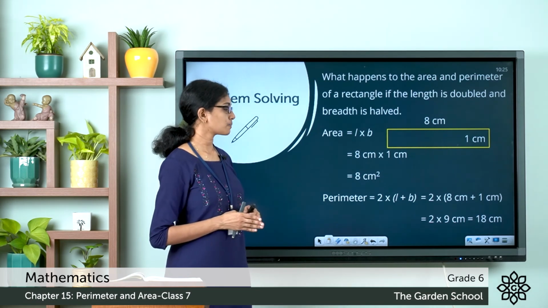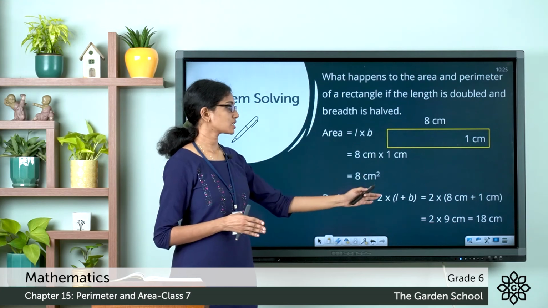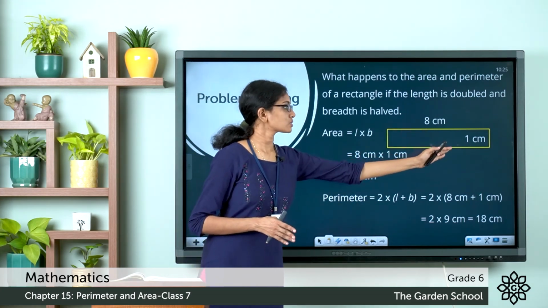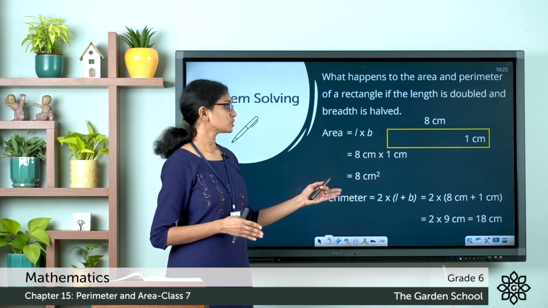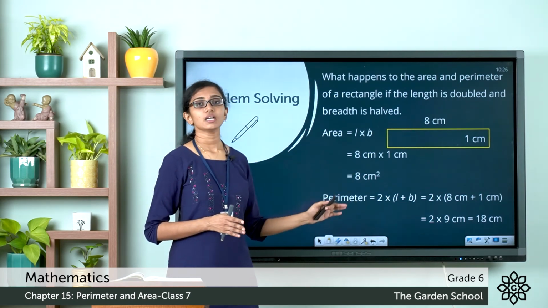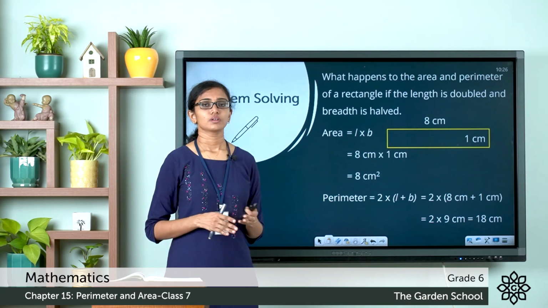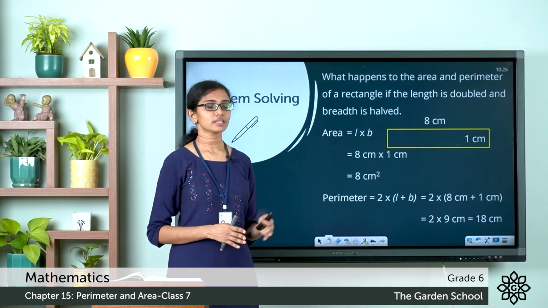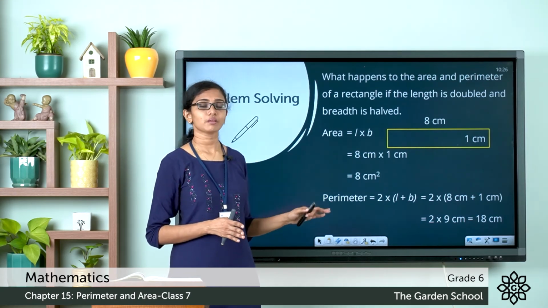But what happens to the perimeter? The perimeter becomes equal to 2 into (8 plus 1), which is equal to 2 into 9, that is 18 centimeter. You can see that the perimeter has changed. So, when you double the length and halve the breadth, the area does not change but the perimeter changes.